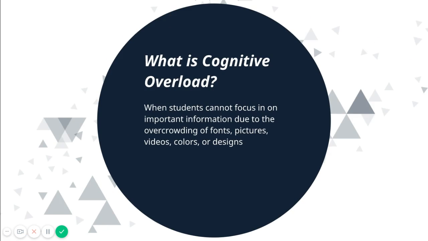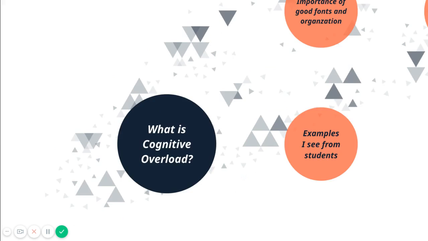Cognitive overload is when students or teachers or any person cannot focus on important specific information due to the overcrowding of fonts and pictures, videos, colors, designs, etc. When there's too many things going on and they're unable to pull the most important items, this is when the cognitive overload happens, which I feel like happens often with teachers and students alike. It's not just the students who are at fault.